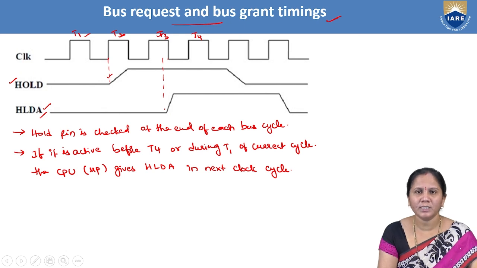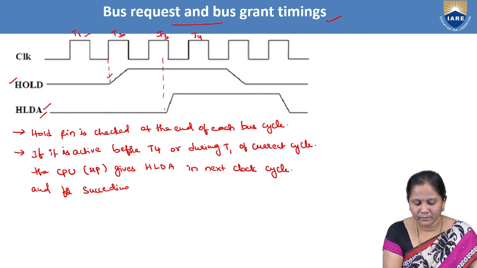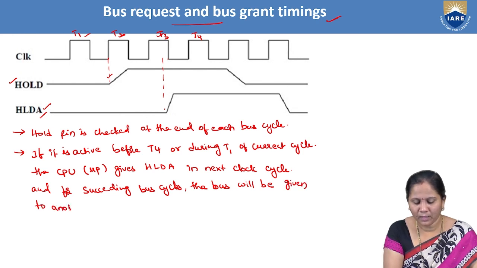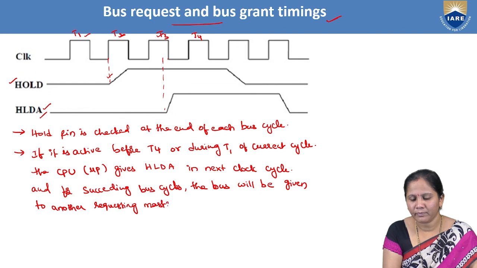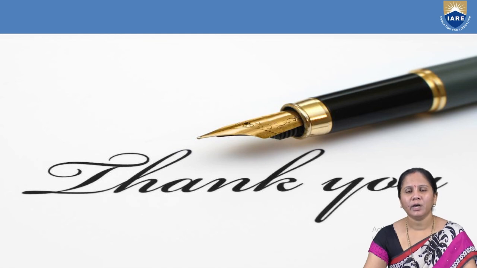If it observes that the hold signal is enabled, in the next cycle the microprocessor is going to give the hold acknowledgement signal. After doing this, for succeeding bus cycles, the bus will be given to another requesting master. So this is how the bus request and grant operation is performed using the hold and hold acknowledgement signals. This is the operation of the 8086 microprocessor in the minimum mode with the help of timing diagrams.